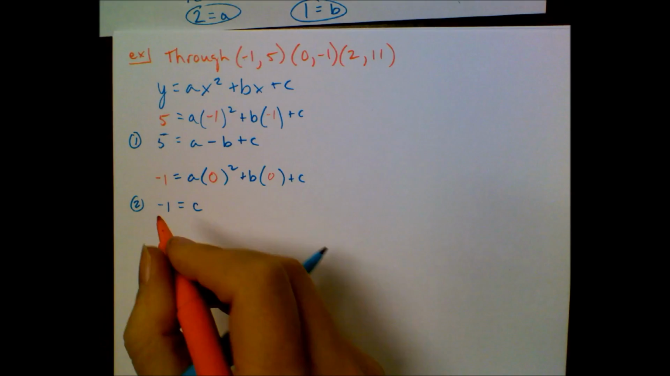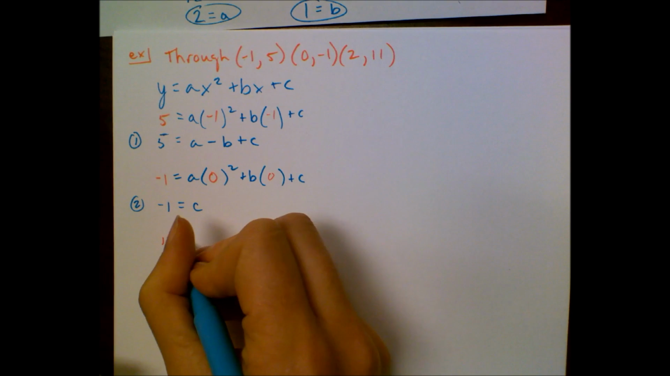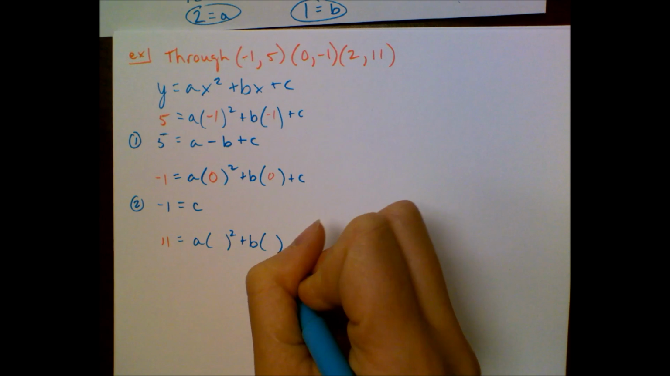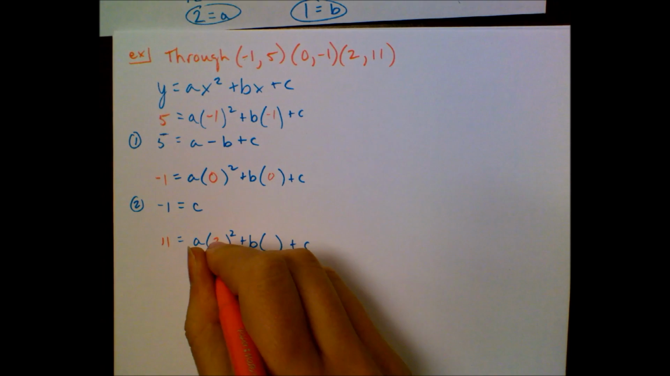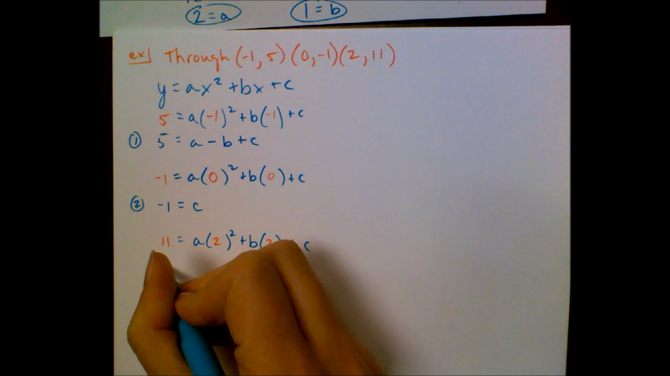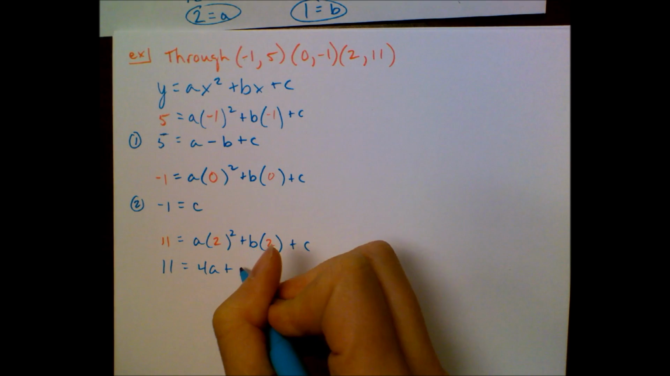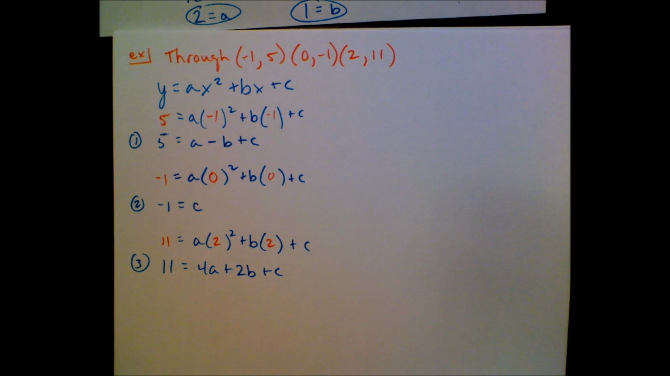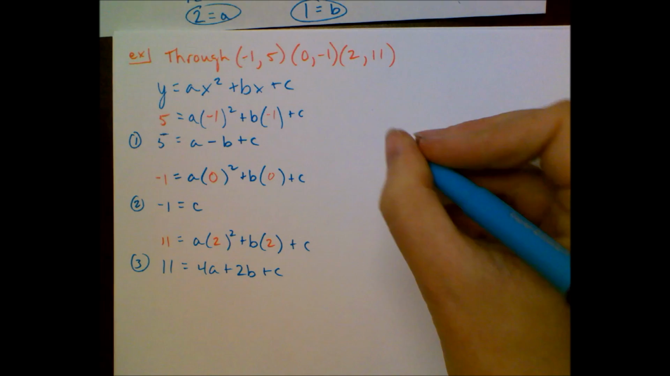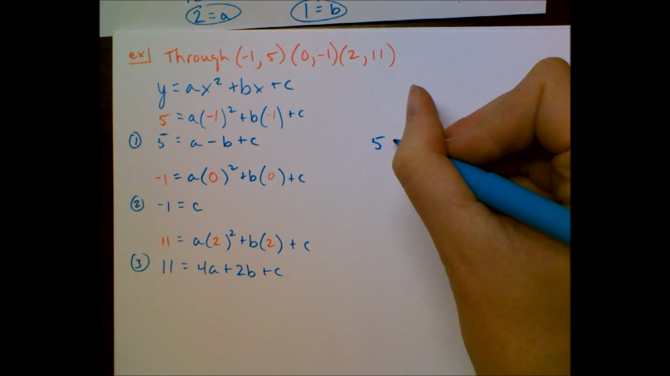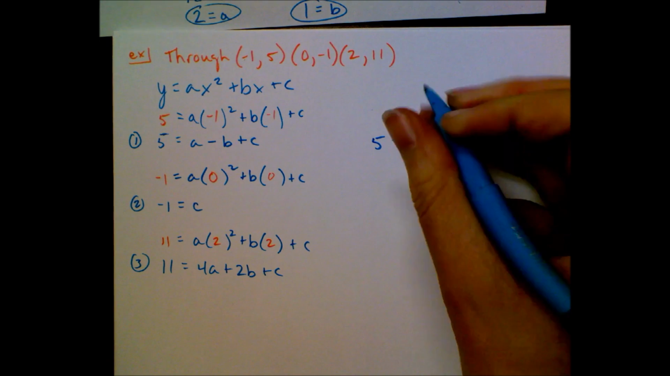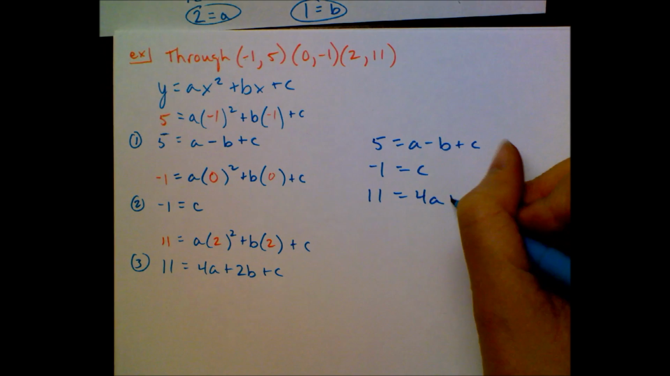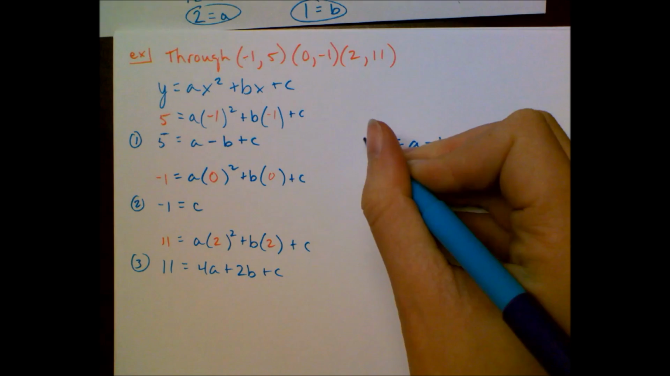And then I'll plug in my third point. 11 equals a times 2 is my x in this case. So I've got 11 equals 4a plus 2b plus c. And that's my third equation. Write them all together if you want. I think it's helpful. I'll put them all next to each other right here. 5 equals a minus b plus c. Negative 1 equals c. 11 equals 4a plus 2b plus c. There's my system.